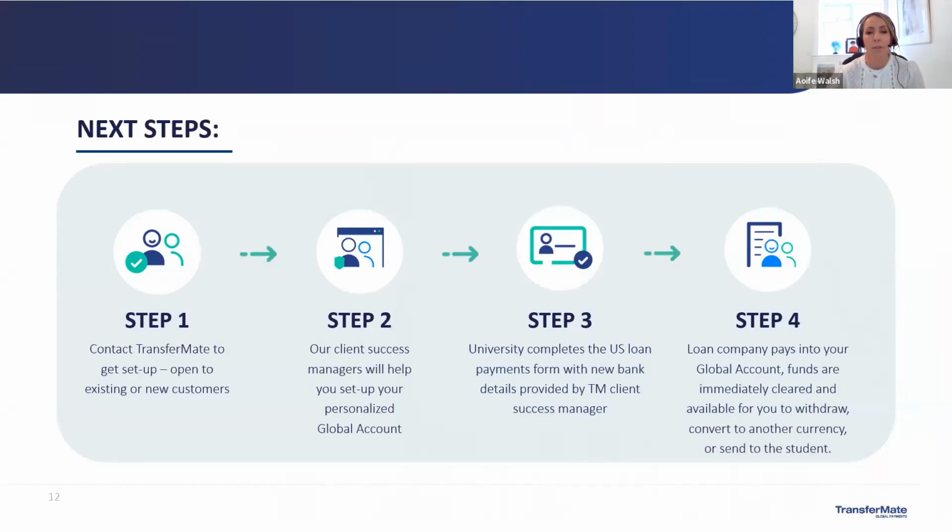And once you're set up, you provide your US loan company with the new global account details, and thereafter your US loan company will settle all funds straight to your global account. You'll get instant notifications by email once funds arrive in your account, and you can immediately clear these funds and make them available to withdraw and convert to currency, or pay out directly to your students, however you choose. So yes, super simple.